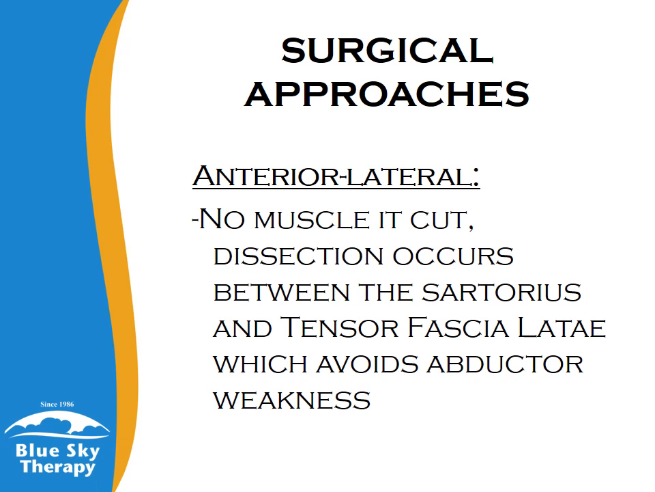There are a few different surgical approaches to total hip arthroplasty. In the anterior lateral approach, no muscle is cut. The dissection occurs between the sartorius and tensor fascia lata, which avoids abductor weakness.